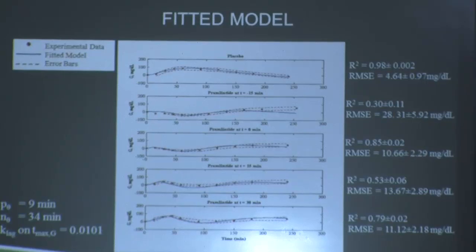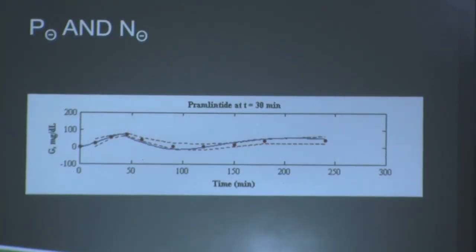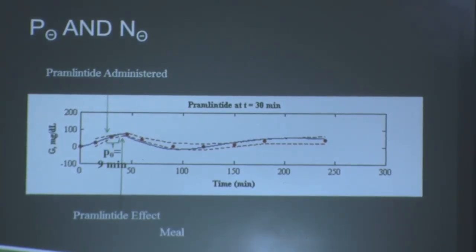I know you can't really see this well. Here we show exactly what P theta is. Pramlintide is administered at approximately 30 minutes in. However, we don't see any effect of pramlintide until about 9 minutes after. So that's what P theta is. It's a transport delay from the time it's administered to the time it actually reaches its active site. And then here's when the meal starts to occur. This is about 34 minutes, which is a delay on the meal.